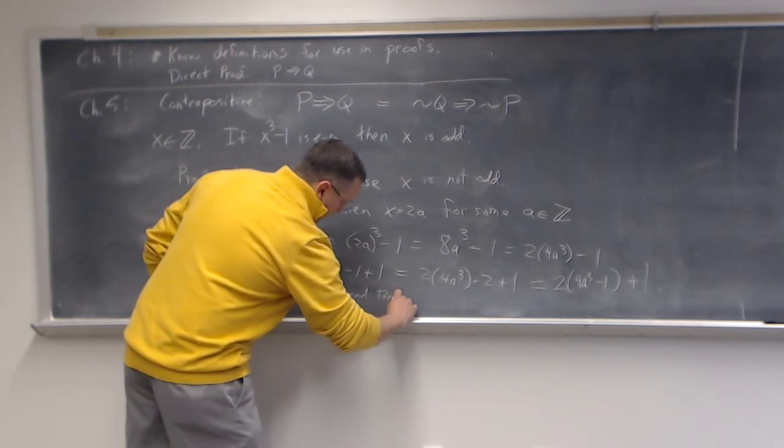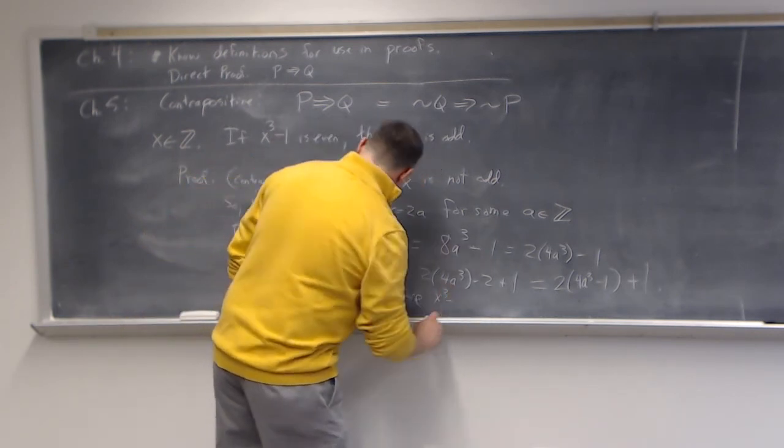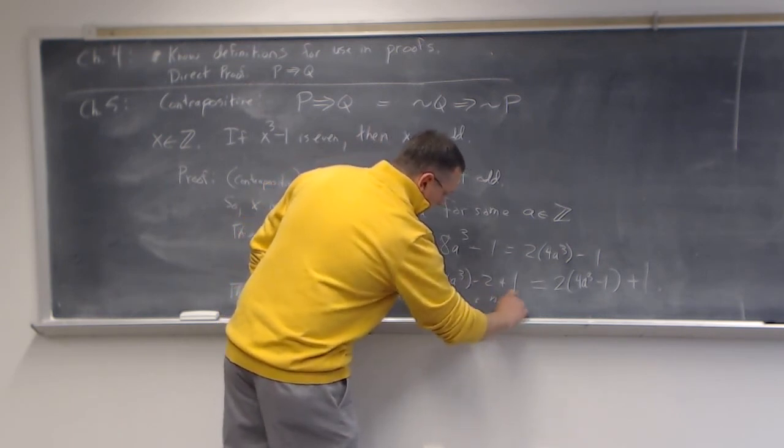And therefore, x cubed minus 1 is not even.